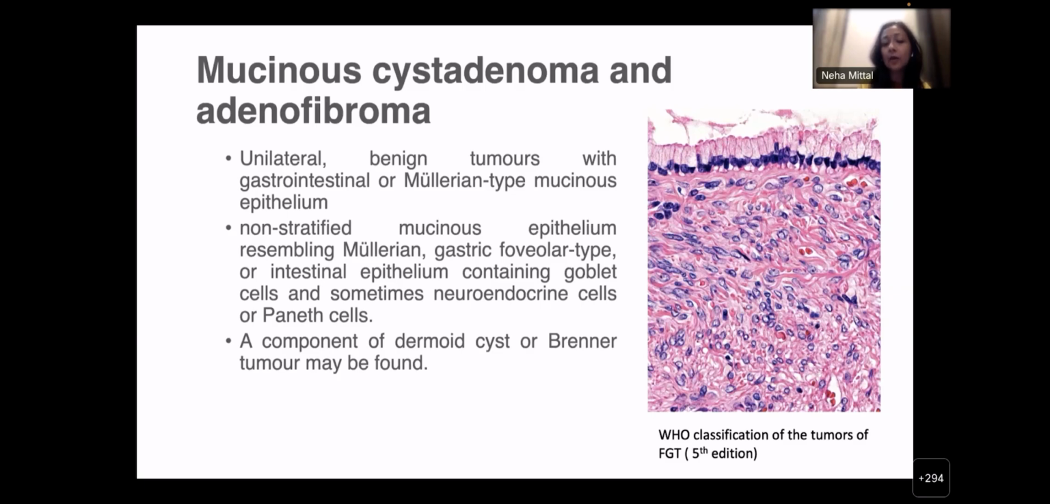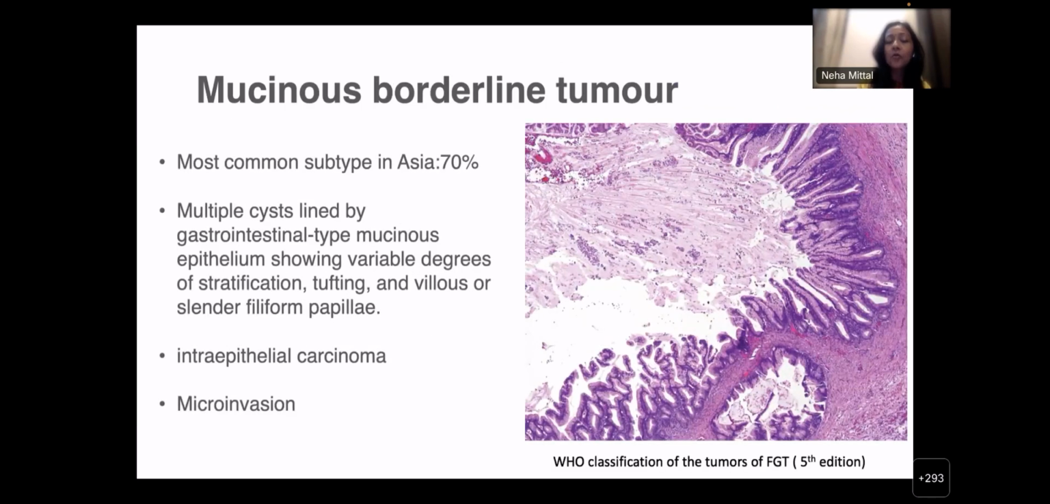So they can resemble any other epithelium, Mullerian, gastric, intestinal. And as I said, a component of dermoid cyst or Brenner tumor may be found. Please look for them, and go back and look in the specimen some more. Borderline, most common subtype in Asia. Multiple cysts, gastrointestinal type mucinous epithelium, variable degrees of stratification. So here the stratification, tufting, villous or slender filiform papillae, like you're seeing in the picture on the right-hand side, will start. If you have significant atypia in the lining epithelium, it warrants a diagnosis of intraepithelial carcinoma, especially if it is seen in a significant portion of the tumor.